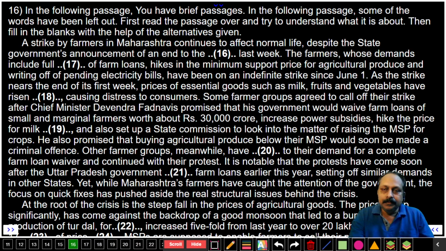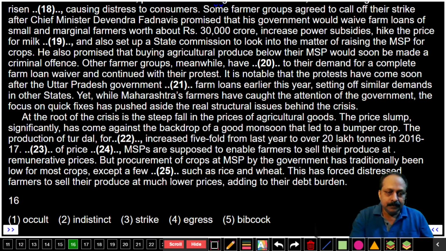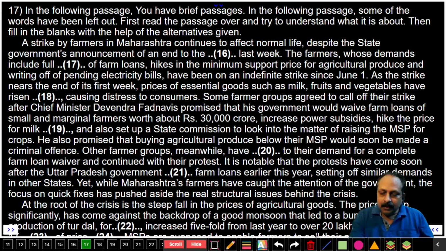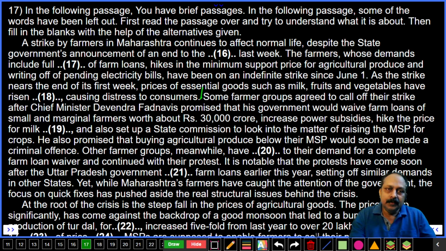Now let us go to the farmers whose demands include full of farm loans. Full of what? Question number 17. Full of loan. Here the key word for you. Full of farm loans. What is the collocation or the word that goes with loans? Generally speaking, the word is waive off, waiver. Waiver means not to consider when it comes to a loan, usually, or interest. What are the options here?